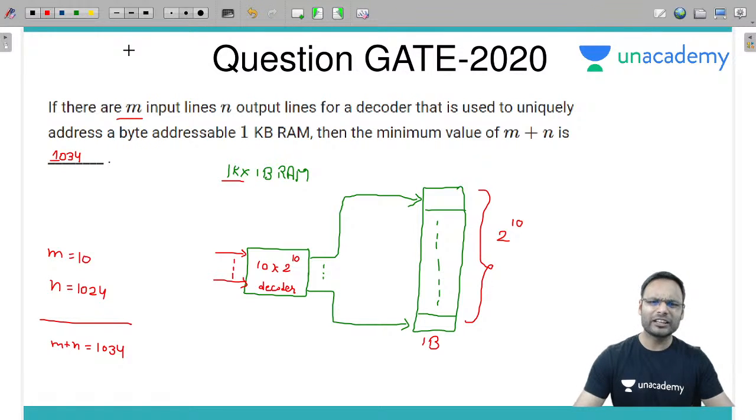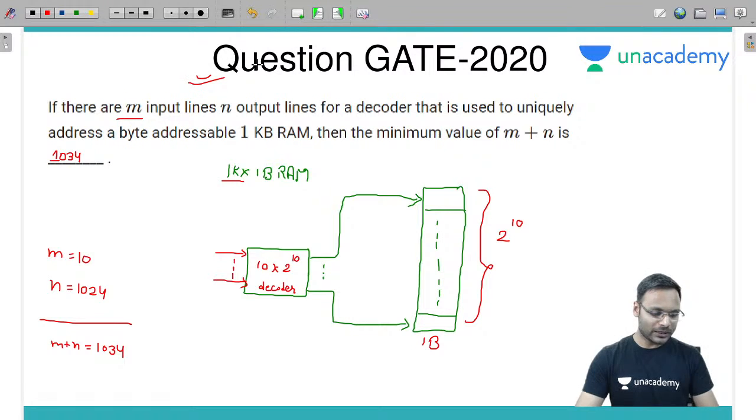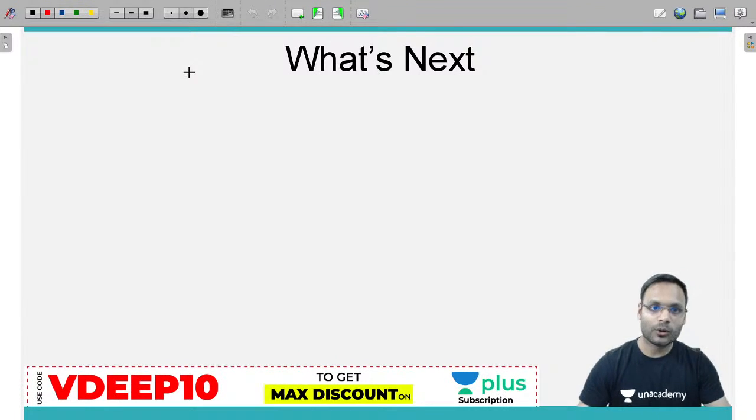This was one of the easiest questions for memory addressing. GATE 2020 question. It was very easy, very easy. चलिए तो ये सेशन आज का हो गया खत्म.